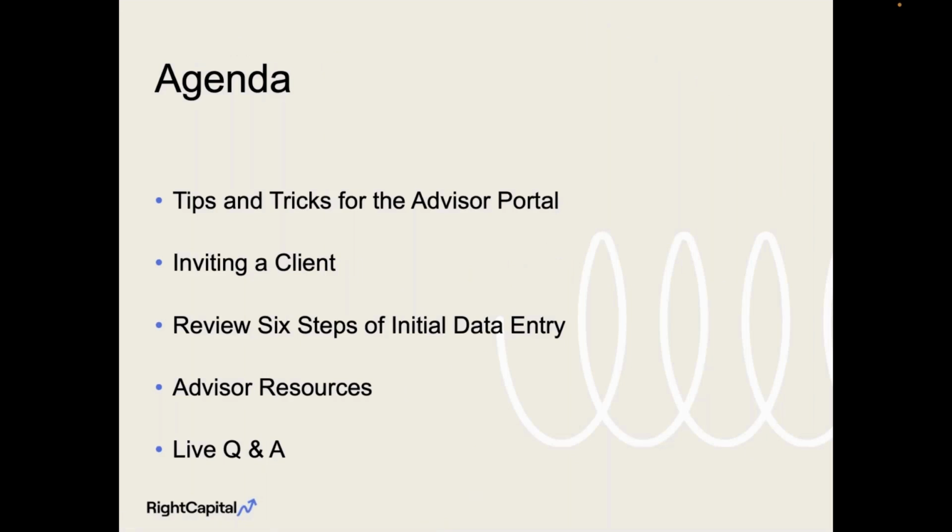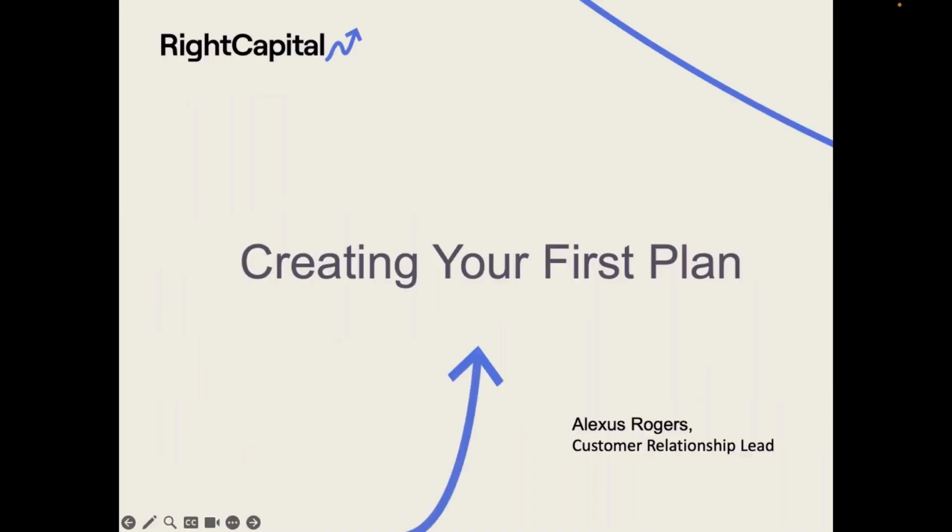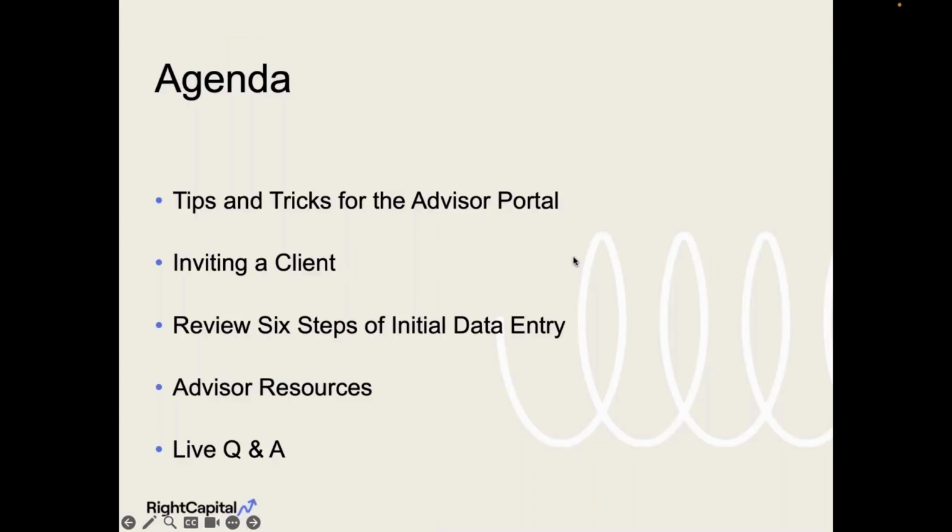And if you are choosing to engage a client in this way, we're going to walk through the process of inviting a client and what that looks like. And of course, we're going to be walking through the 6 steps of data entry and creating that first plan. We're also going to be highlighting all of the fantastic resources that you have available to you while leveraging our tool. One of those being that if you have any questions throughout the webinar, feel free to navigate to the GoToWebinar control panel and use that questions menu drop down and just input your questions there. More than happy to answer anything that you have towards the end of the presentation.